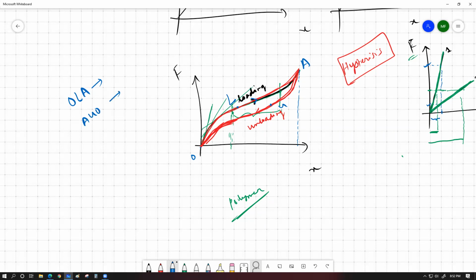Okay, so the area under the OLA, let's say that would be B. So this area OLABO represents the energy stored within the specimen while loading or while deforming. That will be this total blue area that I'm shading over here. This is the total area. This area represents the amount of energy stored within the specimen while the object was deformed or during extension.